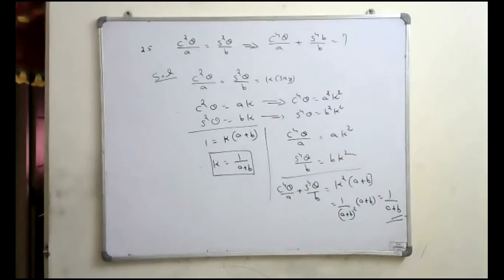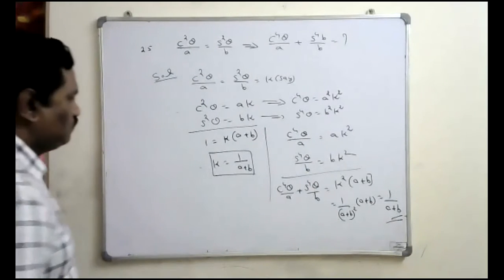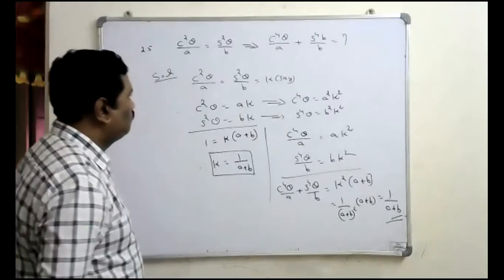Sir, there you have written sine power 4 b upon b. There should be theta in the question. Okay, sorry.